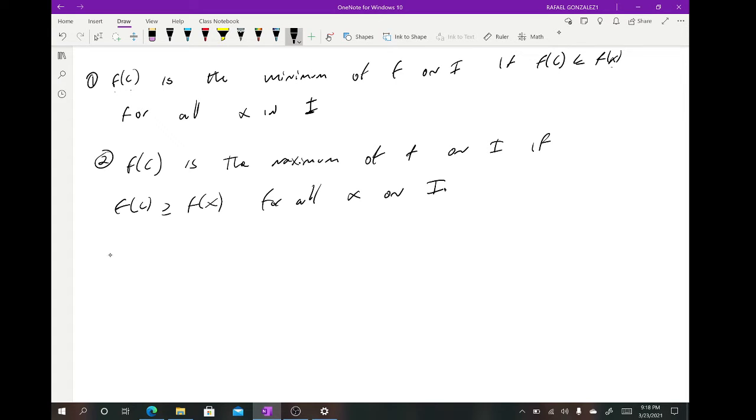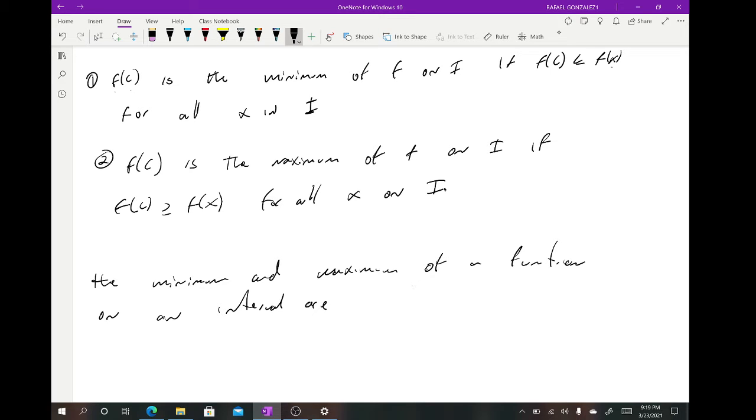So further, the minimum and maximum of a function on an interval are the extreme values, or often called extrema, of the function on the interval.